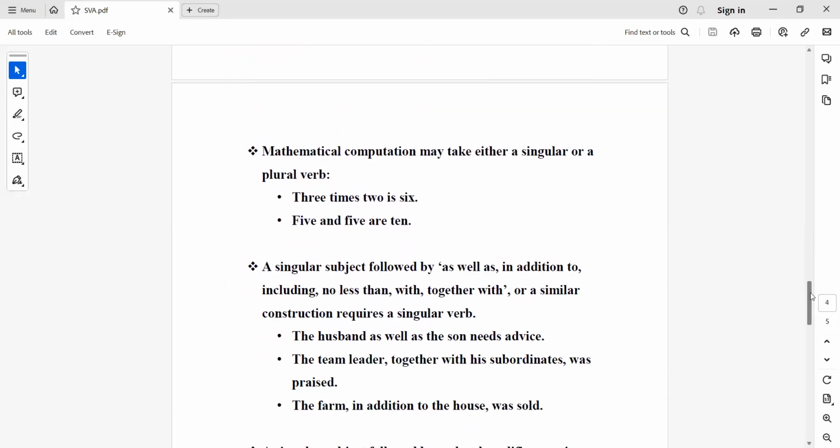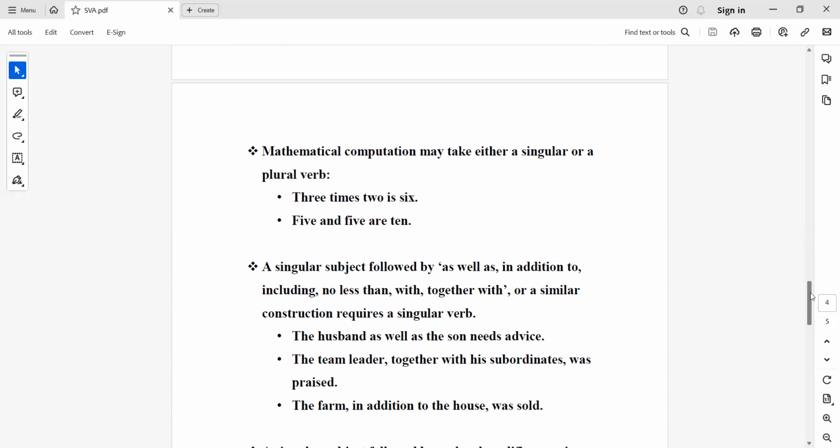The next rule is mathematical computation may take either a singular or a plural verb. 3 times 2 is 6. 5 and 5 are 10.